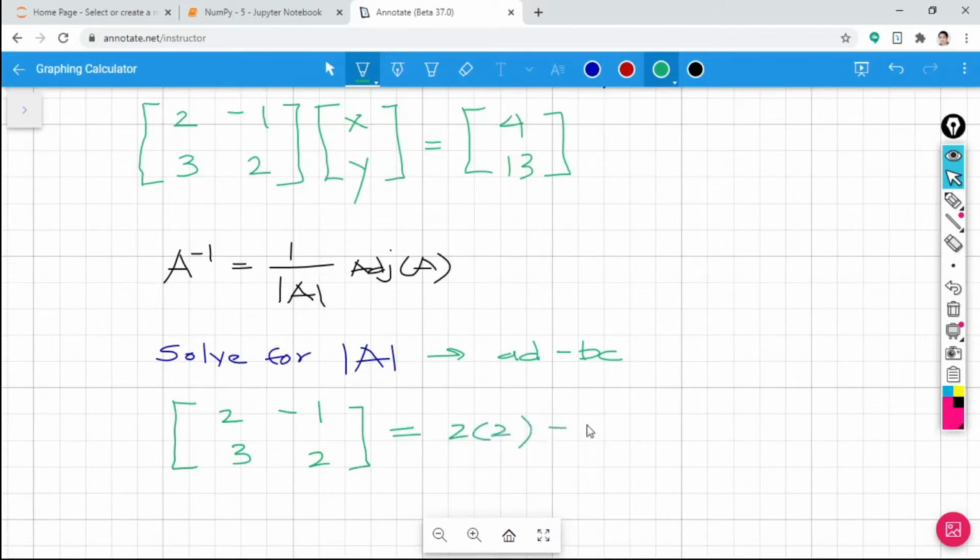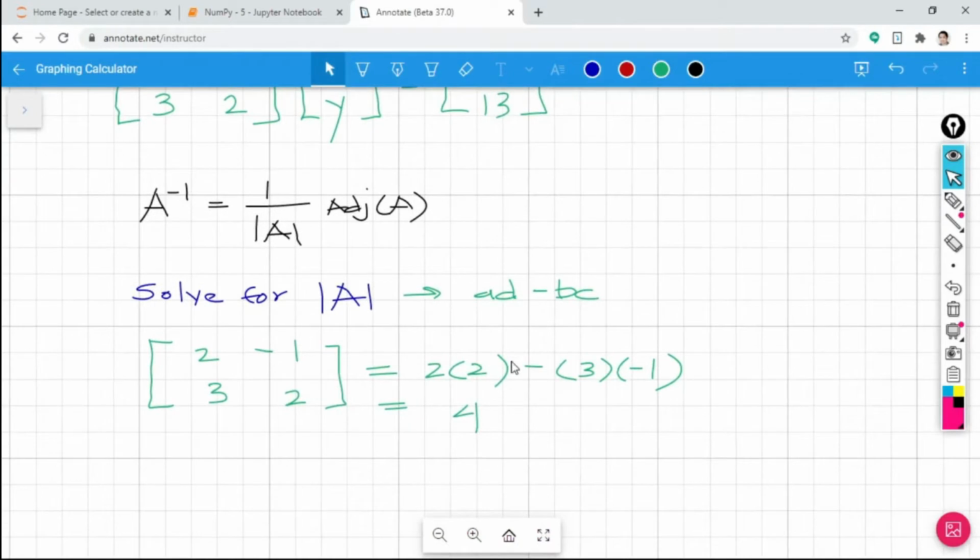So minus, we got 3 times negative 1. Okay, if I'm not mistaken, this will be 4. Okay, let us adjust again. So this will be 4. So this will be plus 3 if you distribute the sign. So negative 3 times negative 1 is equivalent to 3. So our determinant is 7.